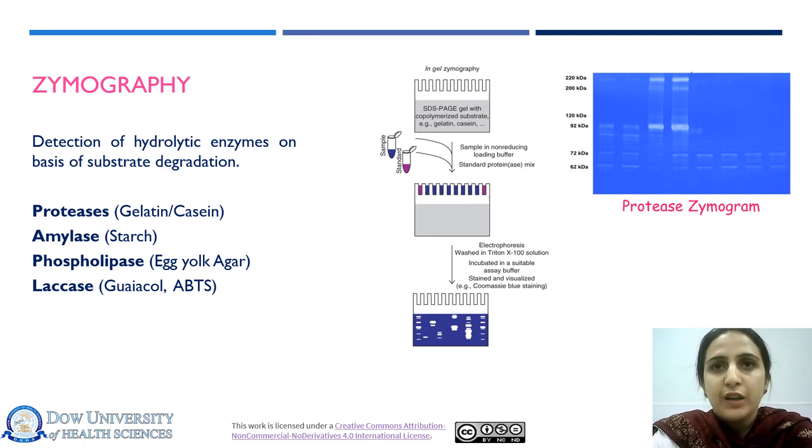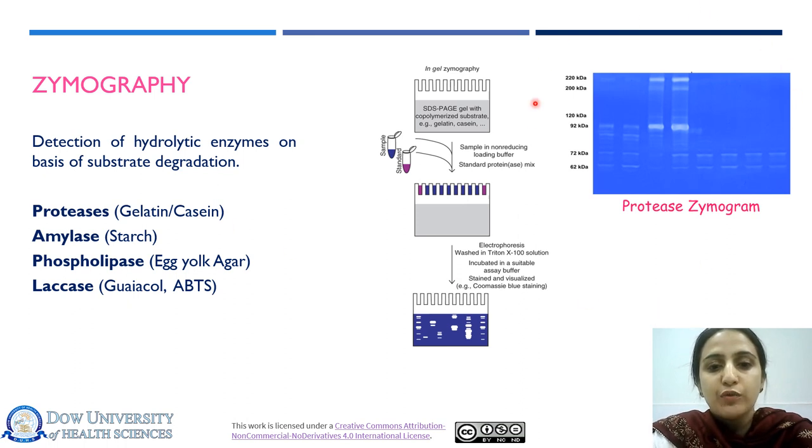For example, if we are trying to see whether our sample contains any proteases, for the protease the substrate would be gelatin or casein. So when we polymerize our acrylamide gels, we incorporate a small percentage, like 1 to 2%, of the substrate into that gel, and we co-polymerize the gel in the presence of the substrate. And then we run the electrophoresis in the same way, and we expect that the enzyme is present in our sample.